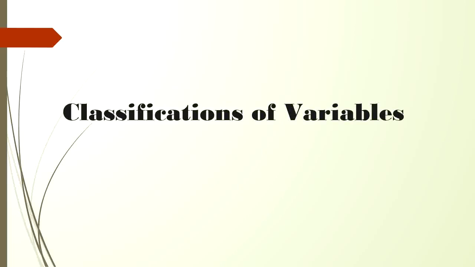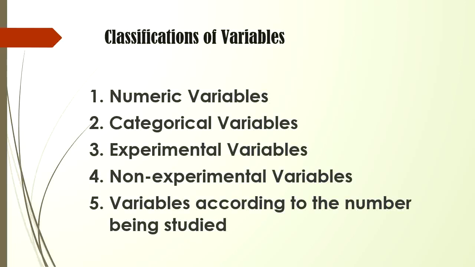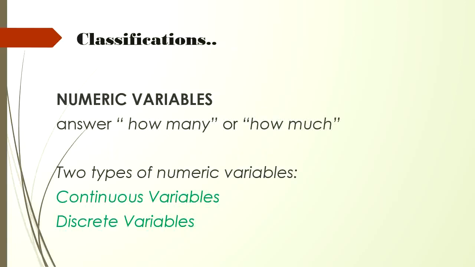Classifications of variables. Variables are classified as follows: numeric variables, categorical variables, experimental variables, non-experimental variables. Variables according to the number being studied. Numeric variables answer how many or how much. Two types of numeric variables.